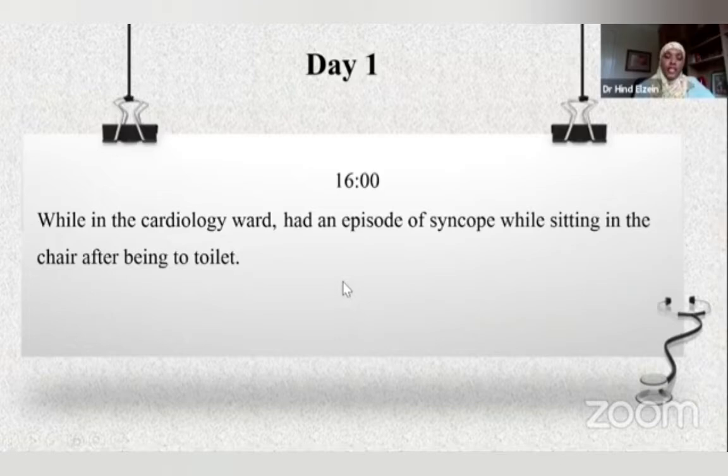So she was transferred to the cardiology ward, and shortly after her transfer, she had another episode of syncope, which happened after she went to the toilet while sitting in the chair. She had a brief episode of loss of consciousness and recovered spontaneously.